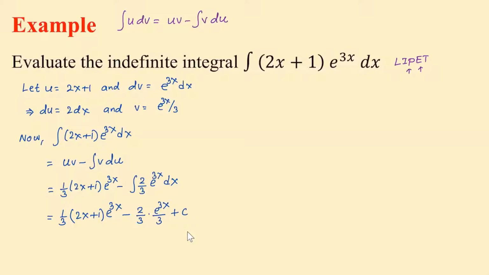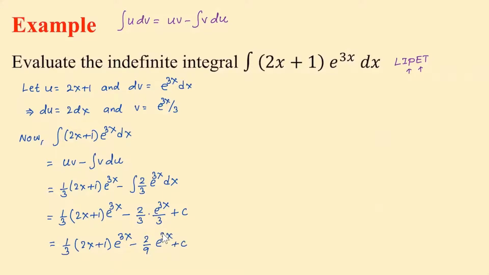Now all we need to do is simplify. We have 1/3 times 2x plus 1 multiplied by e to the 3x, then minus 2/3 times 1/3, which is 2/9, e to the 3x, plus c.